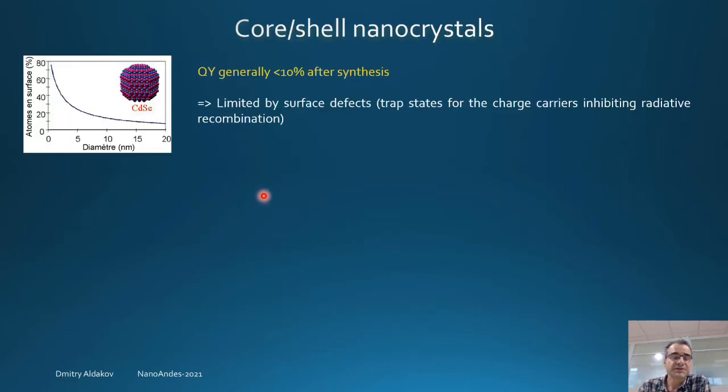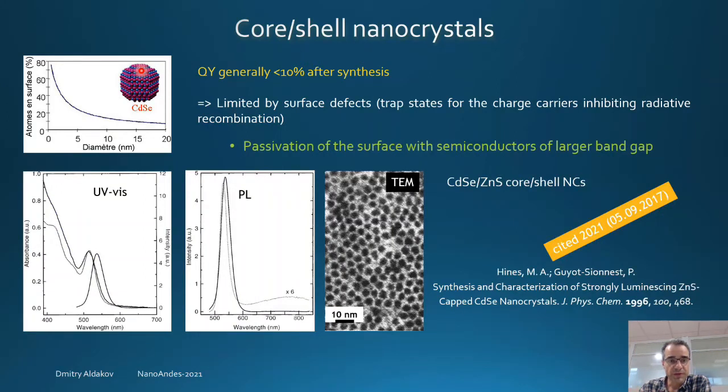However, after the synthesis, the quantum yield, it means the efficiency of the photoemission of the nanocrystals, is not very high. It's less than 10% in the case of cadmium selenide. It is the number of emitted photons per absorbed photons, and it's considered to be limited by surface defects, trap states on the surface, uncoordinated atoms, and so on.